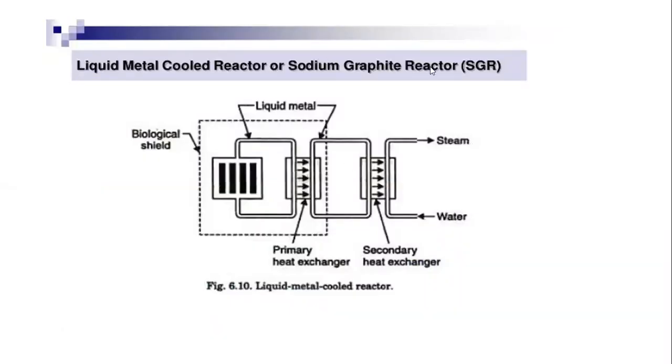This is also another diagram for that. This is the liquid metal and these are the two heat exchangers. This is the primary heat exchanger and this is the secondary heat exchanger. This is the steam outlet and this is the water inlet. After completing the reactor operation, the steam will go out like this, and this is the inlet of the water.